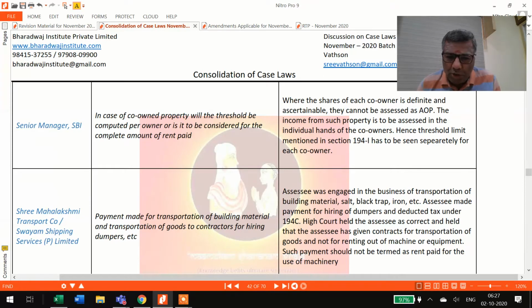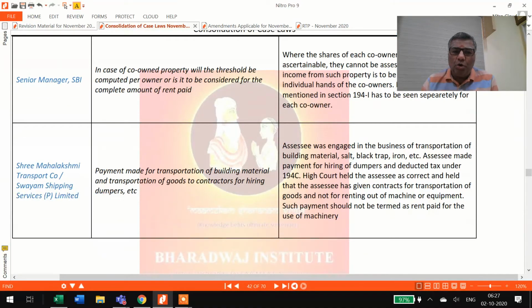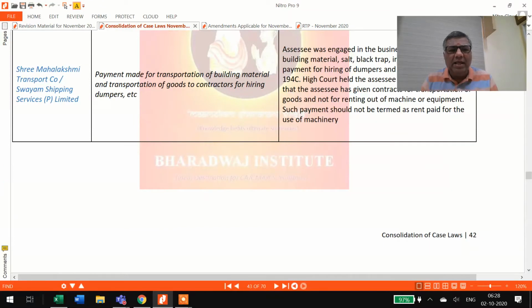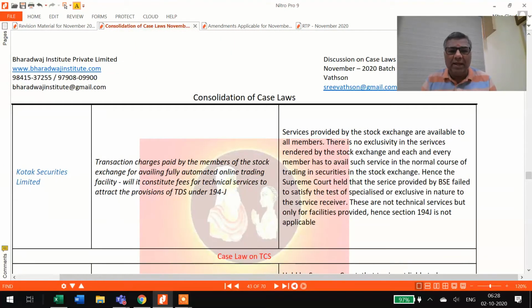Co-ownership, we know that each co-owner should be tested. This is similar to IOCL, this Sri Mahalakshmi Transport, which is again a building contractor. Is it also 194I, am I hiring, or is it for transport? 194C only is applicable, not 194I. Kotak Mahindra is so far not tested, so please mark it.